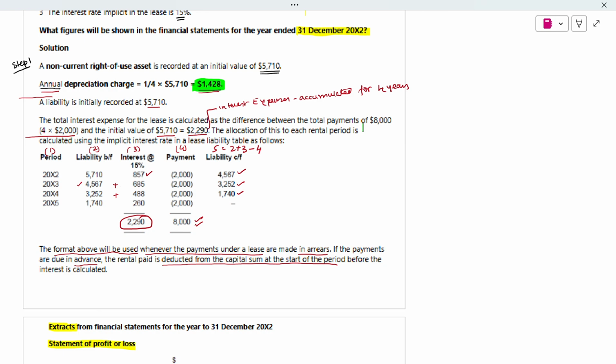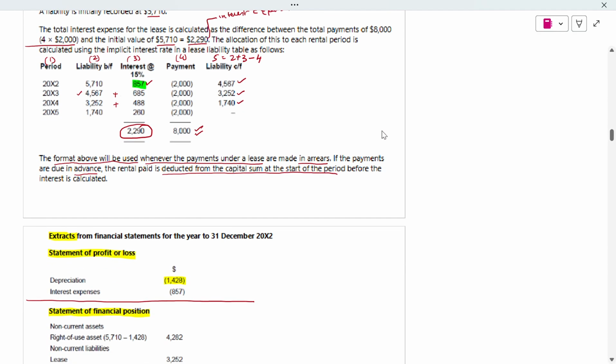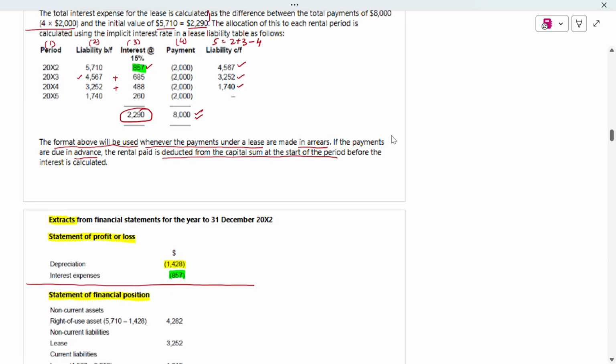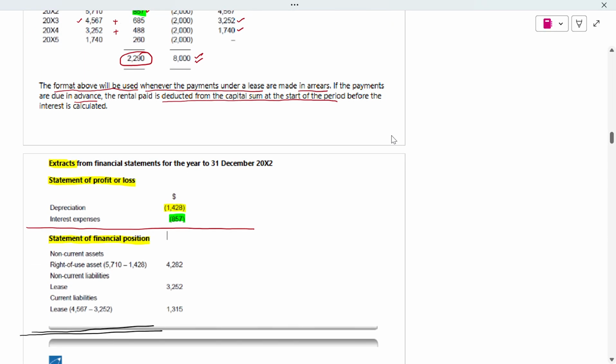Yes, I put the percentage. How much is the interest for the first year? 857. It is there. That's all you should mention. Now, this is the right of use of asset, minus depreciation. Are you clear about this? This is the carrying amount. Are you clear about this?